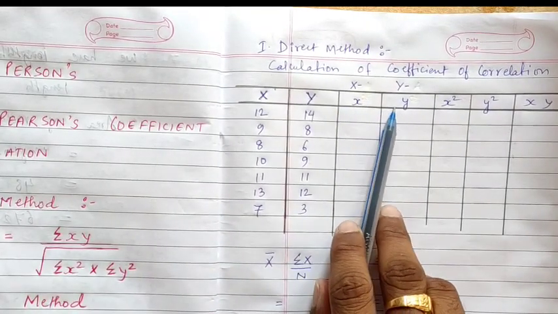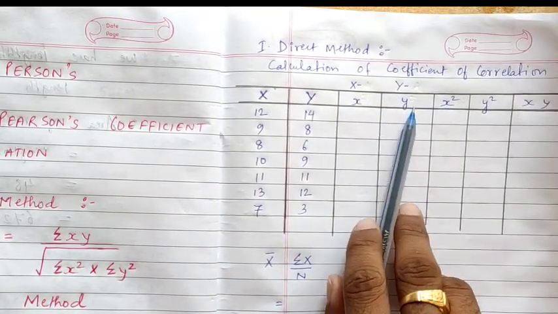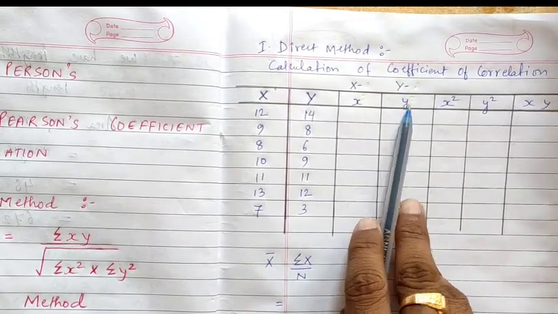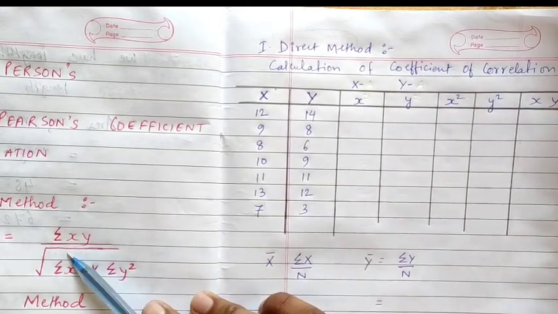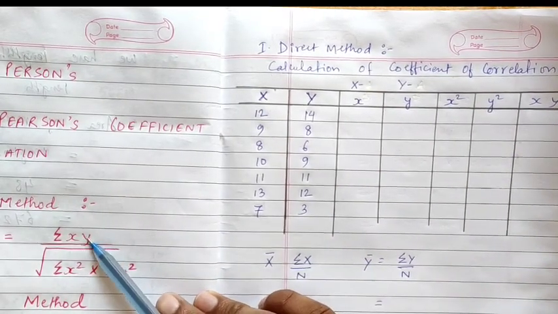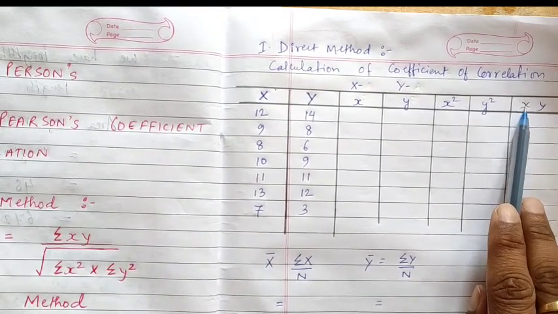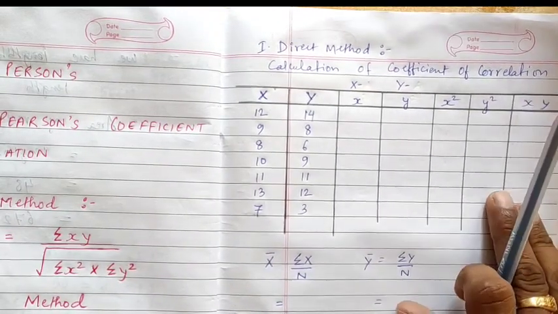So I have created columns x, y. If we get x and y, we need to find the squares of this x and y, so x square and y square. Then we need x into y as well. Why? Because in the formula we have summation xy. So we need the total of x into y. That is why I have created one column x into y. Clear? Let us solve this question.